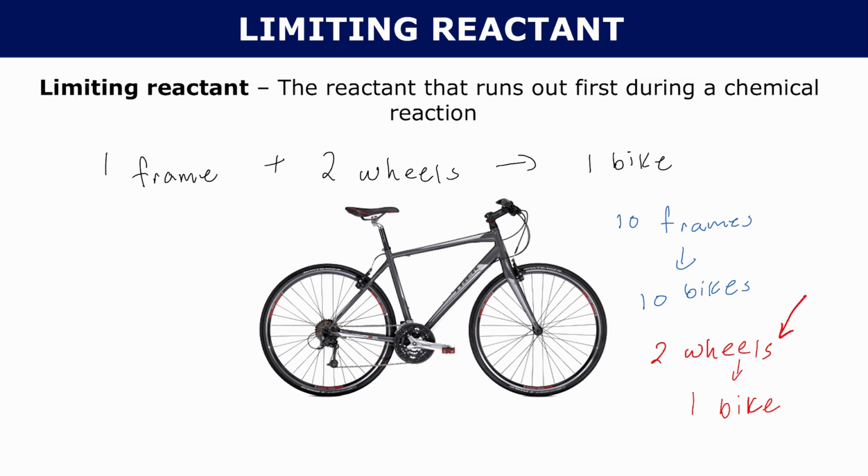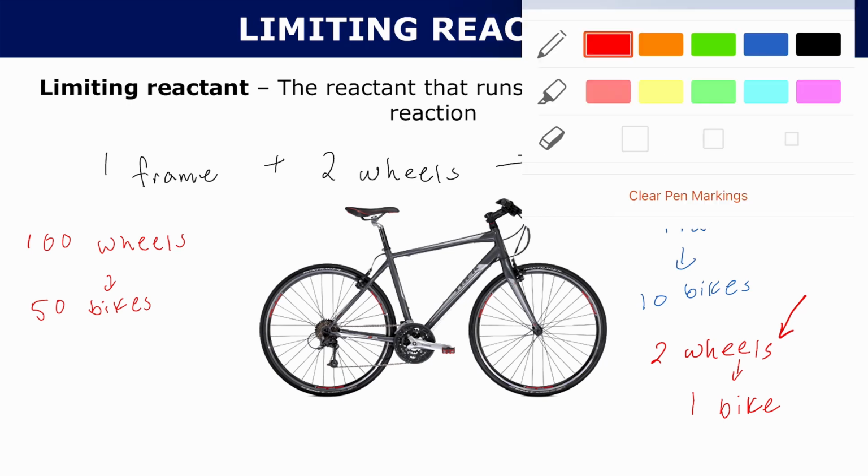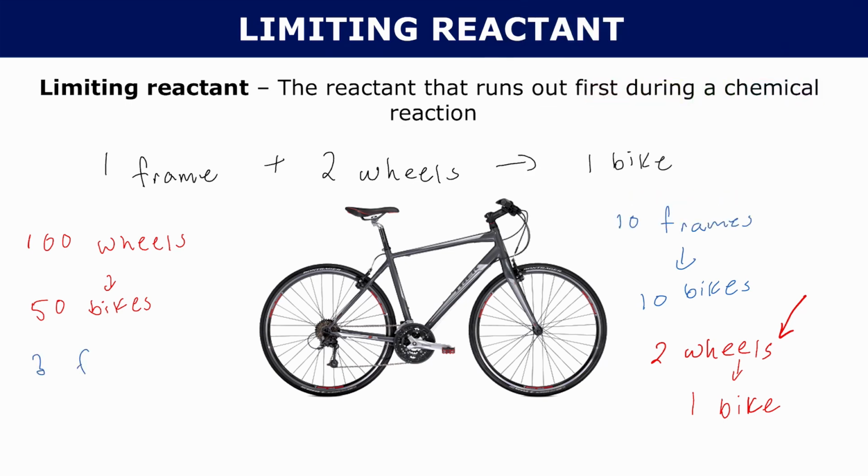Now let me flip the situation. Let's say instead of two wheels, I give you 100 wheels. With 100 wheels, you could hypothetically make 50 bikes. But instead of giving you 50 frames, let's say I give you only 3 frames. That means you can only make 3 bikes. It doesn't matter how many wheels you have left over because your limiting reactant in this case is frames. I could give you 1,000 wheels, I can give you 10,000 wheels. You still can't make any more bikes because you're limited by how many frames you have.